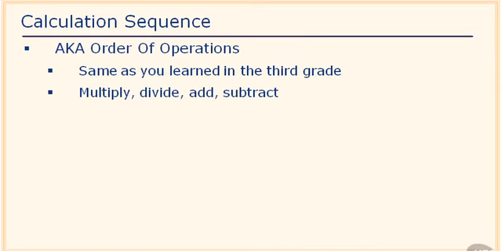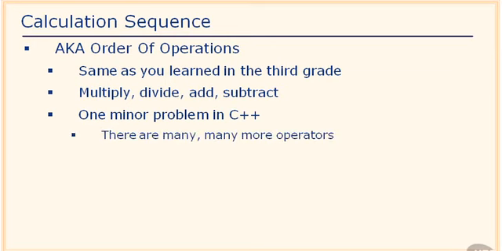Now, you don't want to depend on that, obviously, and there's one minor problem with C++ when it comes to order of operations, and that is what you learned in the 3rd grade still works, but there are many more operators. And I'm not even going to list all the operators. There's probably 30 of them. And we're talking about the not symbol, greater than, less than, greater than or equal to, your increment and decrement operators, and on and on and on. So how do we make sure that a calculation produces the correct results and the results that we expected?